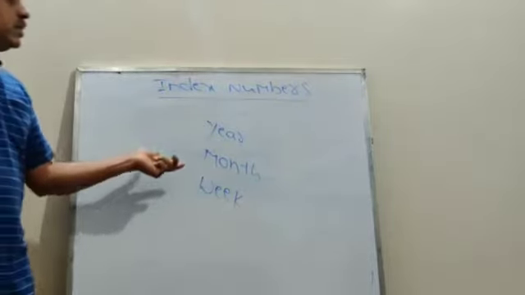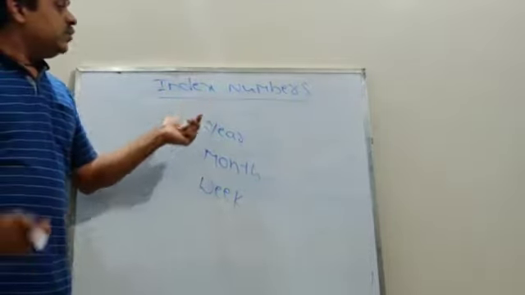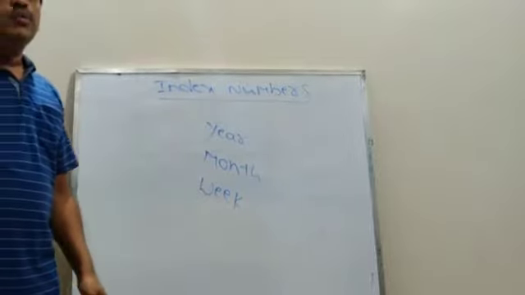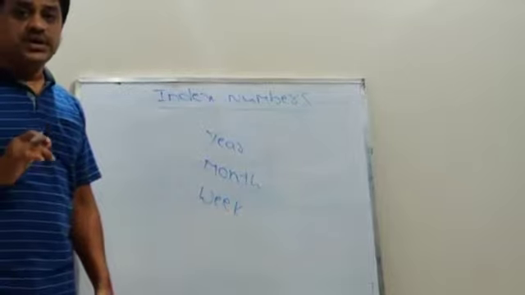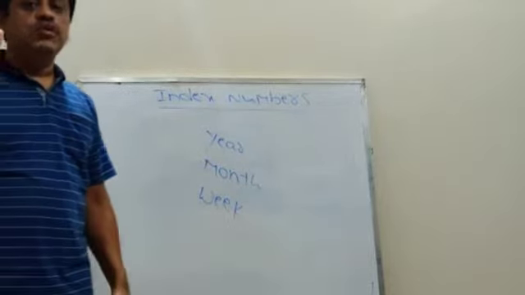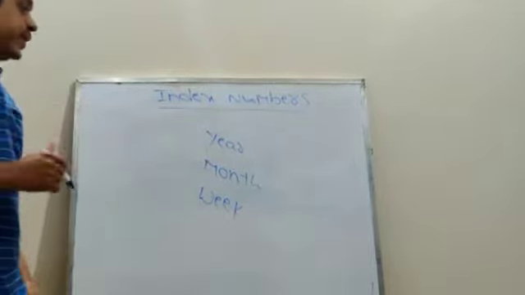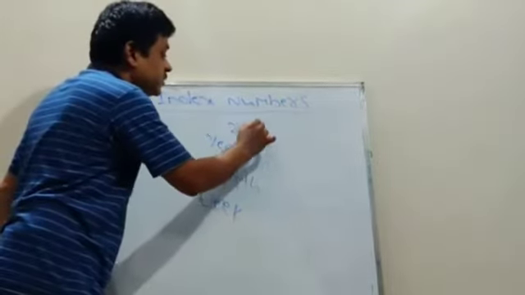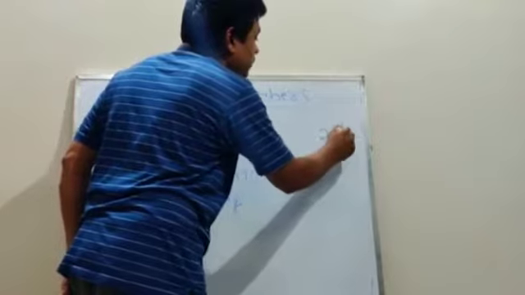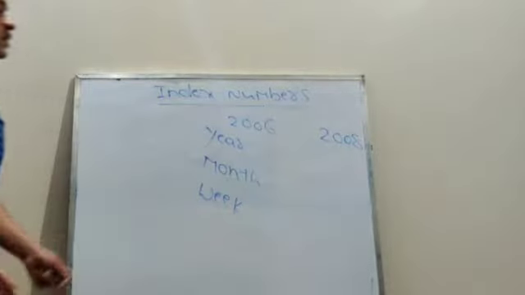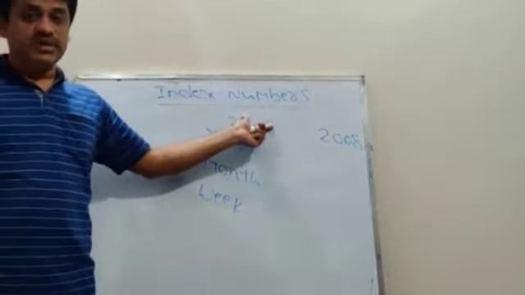What we have to calculate? What is the price of the commodity? Commodity means items, means vastugalu anta ಹೇಳ್ತೀರಾ. What is the price of the commodity as compared with respect to the base year, with respect to the current year? Okay, base year with respect to the current year. This is what the index number.